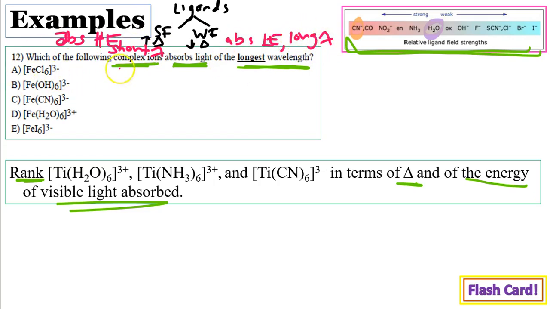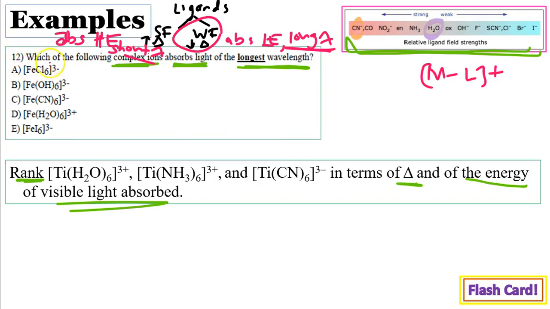So here, when they're talking about which of the following complex ions, and we know complex ions are going to be a metal and ligand that are charged, just to add all those details. Then they're asking for the ion that's going to absorb light of the longest wavelength, which tells you that you want to focus on weak field ligands that are going to absorb light that is low in energy with long wavelengths. And so that means I want to focus on weak field ligands.